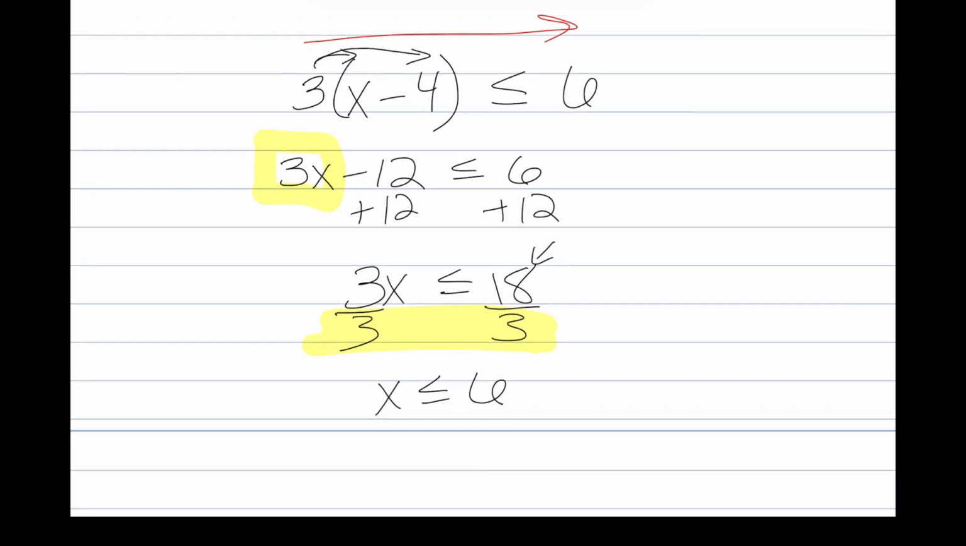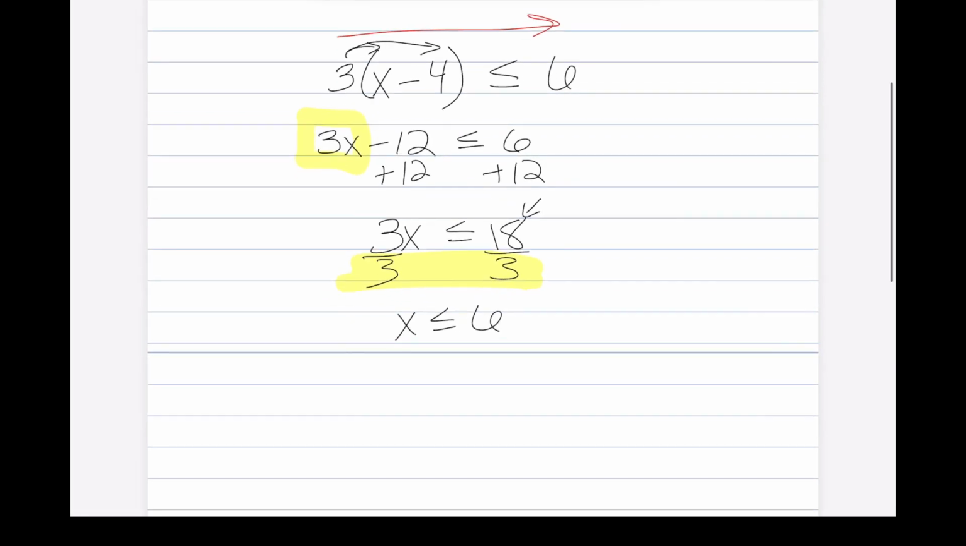That's our final answer. If we multiply or divide by a negative, we must flip this symbol because it changes the direction on the number line. So in this case, we didn't have to do that. But that's the only difference between solving an inequality and solving an equation.